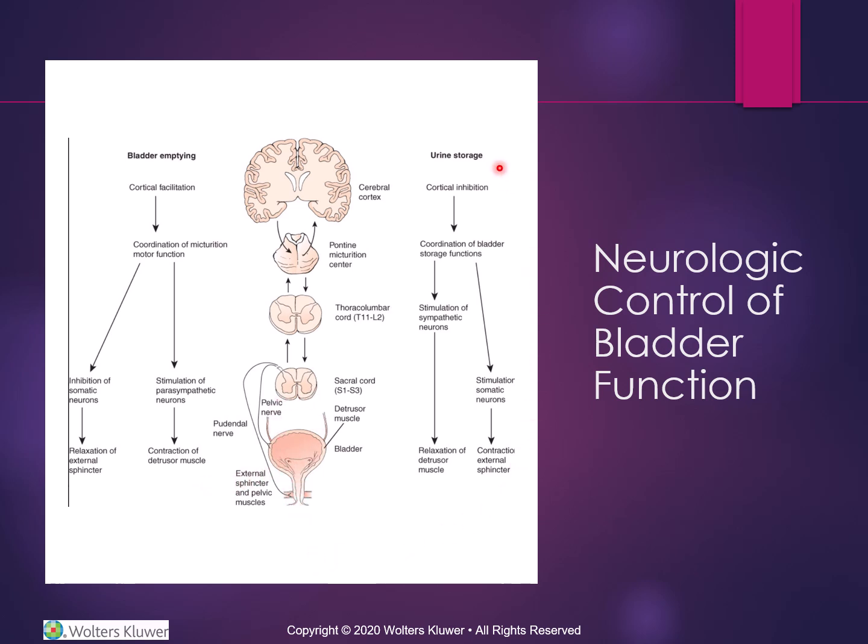If we're getting signals of urinary storage, that's here over on the right-hand side, we get cortical inhibition that leads to coordination of bladder storage functions. So we stimulate the sympathetic neurons and they relax the detrusor muscles so they're not contracting. And then we stimulate somatic neurons to contract the external sphincter so that it doesn't open. So again, that's the general neurologic control of bladder function. Cortical brain centers inhibit the micturition center in the pons and lead to that conscious control of urination. Okay.